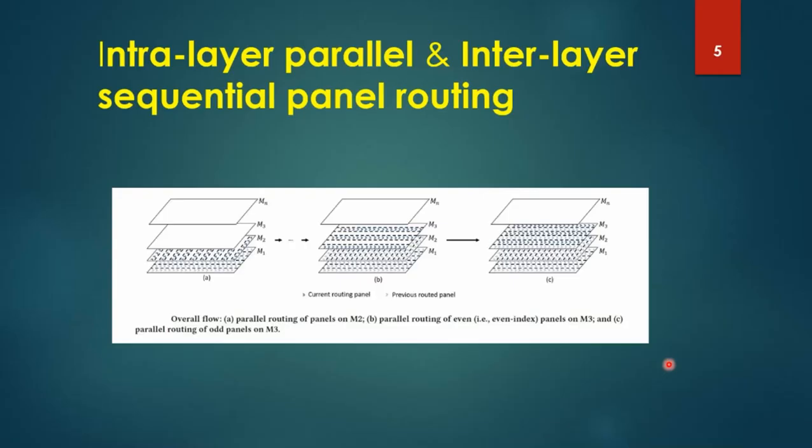And then there was this fourth point, which, if you remember, I had mentioned: intra-layer parallel and inter-layer sequential panel routing. So let's break down this word. Intra-layer means within a layer, inter-layer means between layers. Parallel and sequential are obvious, and then there is something called panel routing. To explain that, I have this figure. You see there are layers: metal 1, metal 2, metal 3, till metal n. Each of these layers is divided by these dashed lines. I'll just zoom in a bit.